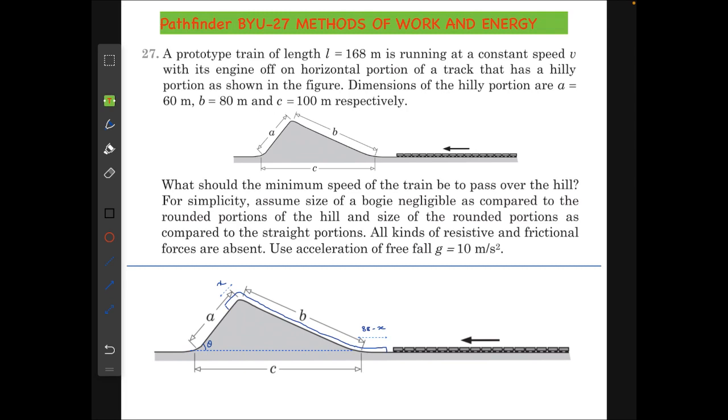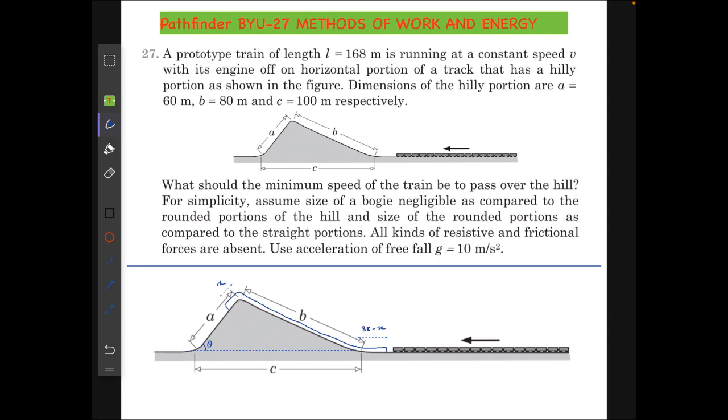A prototype train of length L equals 168 meters is running at a constant speed V with its engine off on a horizontal portion of a track that has a hilly portion as shown in the figure. Dimensions of the hilly portion are A equals 60 meters, B equals 80 meters and C equals 100 meters respectively. What should be the minimum speed of the train to pass over the hill?